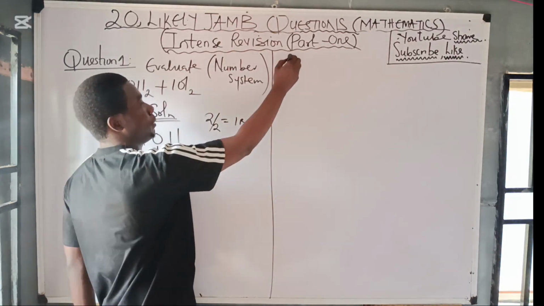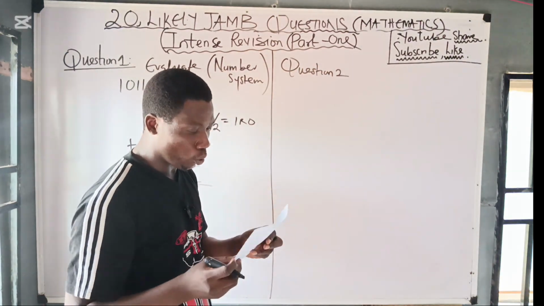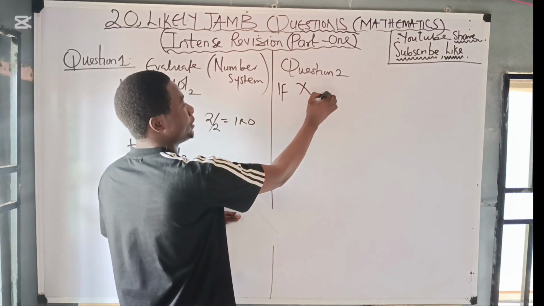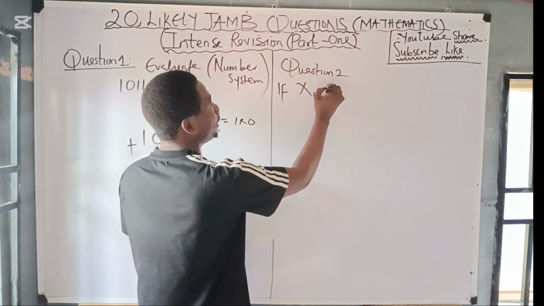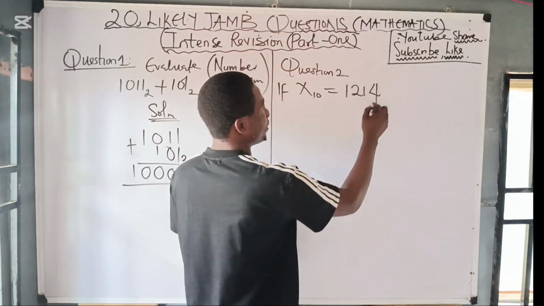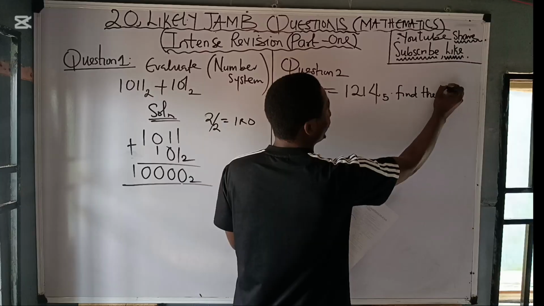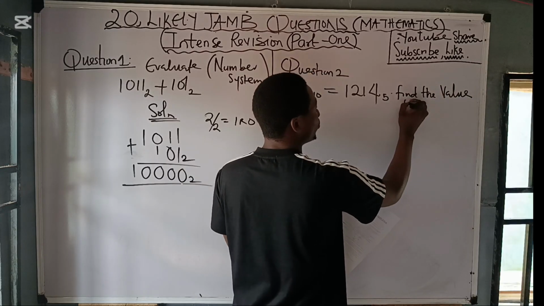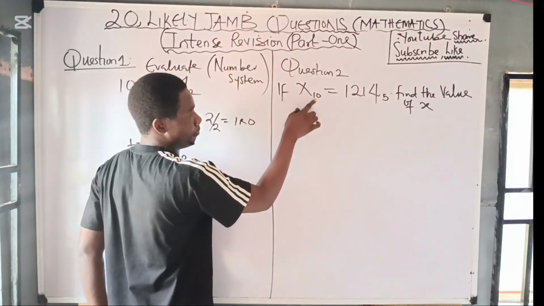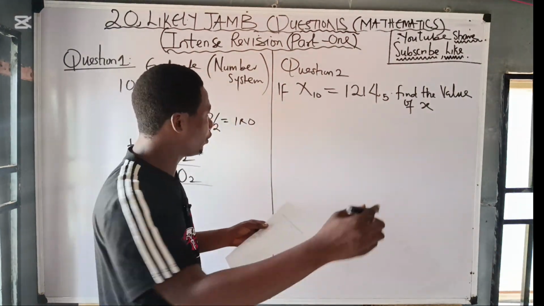Now let's take question number 2. Question number 2 says, if x in base 10, please watch carefully, is equal to 1214 in base 5, find the value of x. Let's do that quickly. If you observe very well, you see that x is in base 10, but this value is equal to this. So how do you solve it? Let me give you the options.